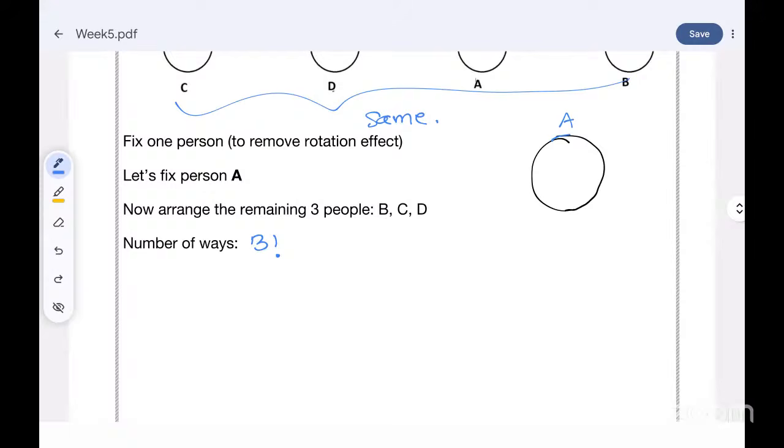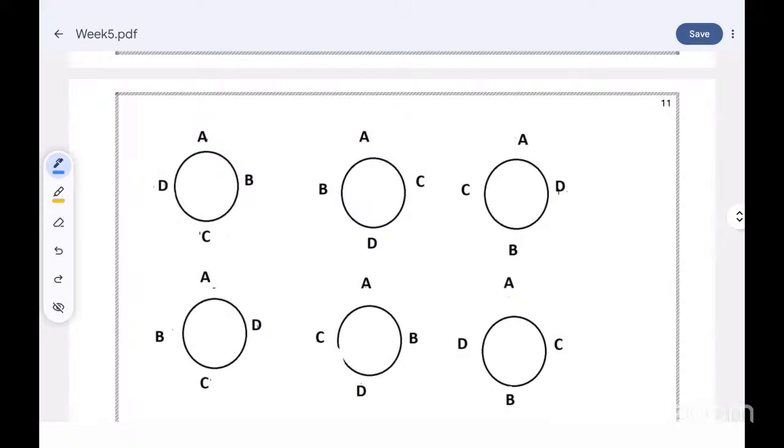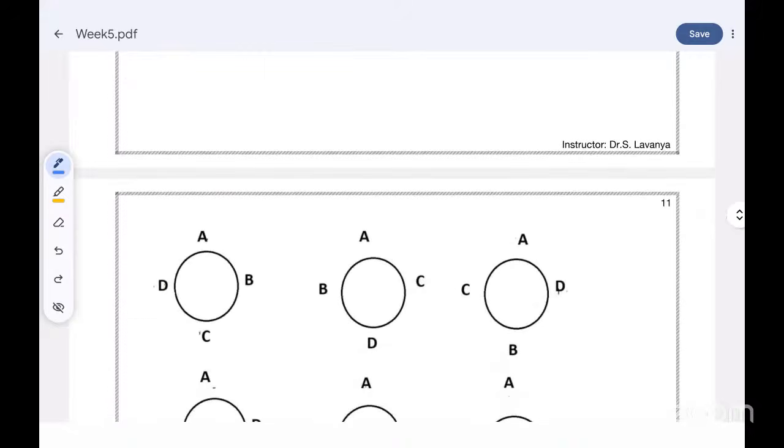In this way, have we covered all possible ways of arrangement? I guess yes, right? Because you see, these are the only possible ways. I have fixed A in each case, and then just the B, C, D I have changed. In this way, I have made all possible combinations in the round table. And I have avoided the confusion of having the same arrangement, but with the table in a different position. That confusion is avoided because I have fixed one person and the remaining are changing.